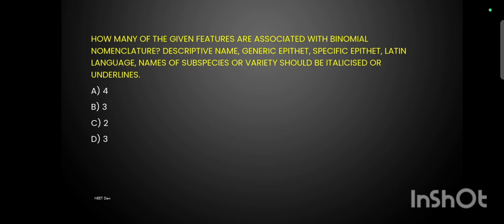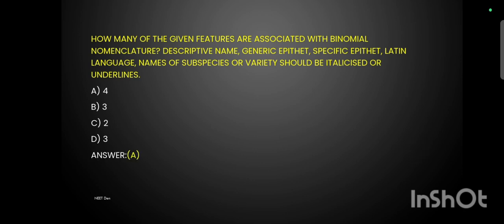Question: How many of the given features are associated with binomial nomenclature? First feature is descriptive name. Second is generic epithet. Third is specific epithet. Fourth is Latin language. Fifth is names of subspecies or variety should be italicized or underlined. So out of these five features, first, second, third, and fourth are features associated with binomial nomenclature. So there are four features.